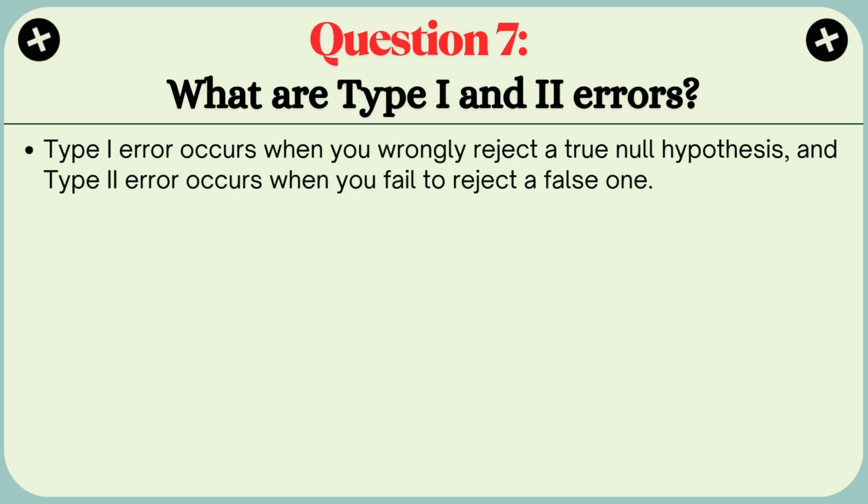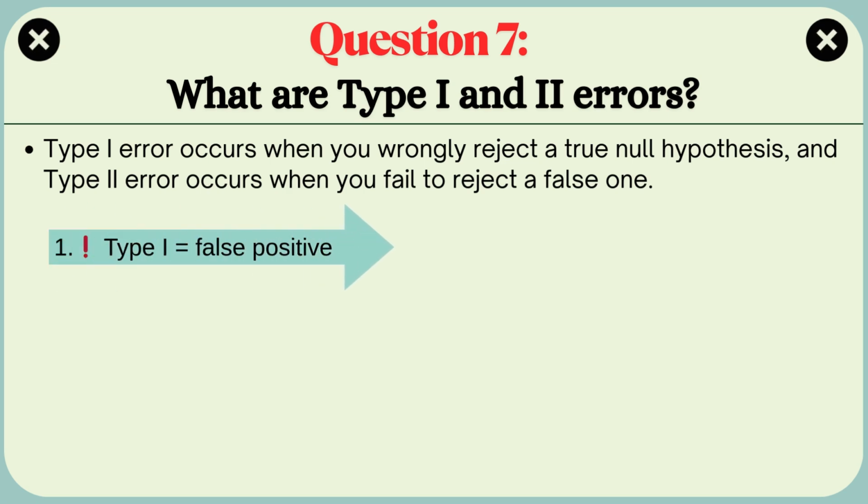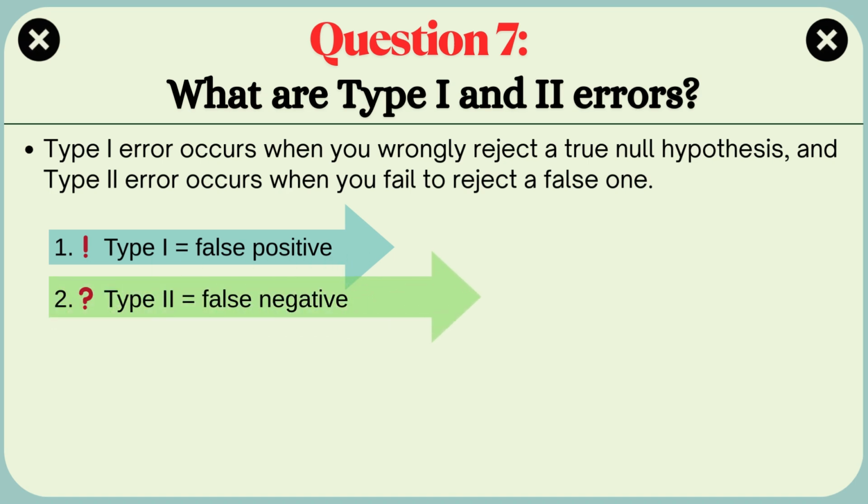Question 7. What are type 1 and type 2 errors? A type 1 error occurs when you wrongly reject a true null hypothesis, and a type 2 error occurs when you fail to reject a false one. Type 1 equals false positive: you wrongly reject a true null hypothesis. Type 2 equals false negative: you fail to reject a false null hypothesis.